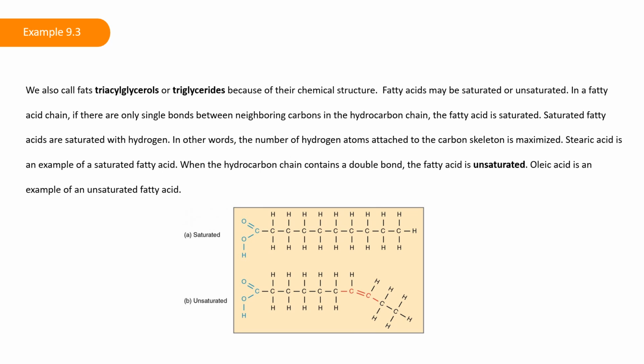In a fatty acid chain, if there are only single bonds between neighboring carbons in the hydrocarbon chain, the fatty acid is saturated. Saturated fatty acids are saturated with hydrogen. In other words, the number of hydrogen atoms attached to the carbon skeleton is maximized. Stearic acid is an example of a saturated fatty acid. When the hydrocarbon chain contains a double bond, the fatty acid is unsaturated. Oleic acid is an example of an unsaturated fatty acid.